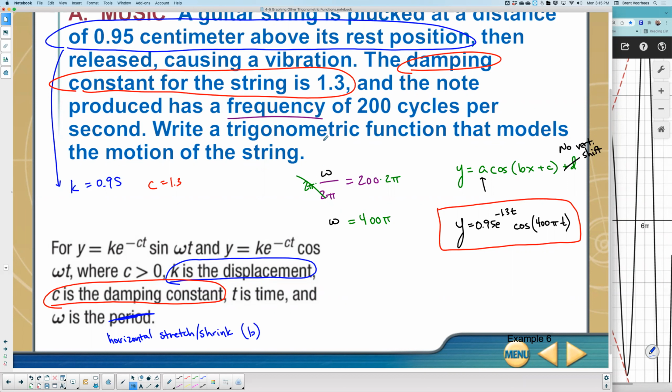And so if you needed to know the period, you take the reciprocal. So it'd be 1 over 200 here. And that's what would be the reciprocal of 200, 1 over 200. So that would be the period.